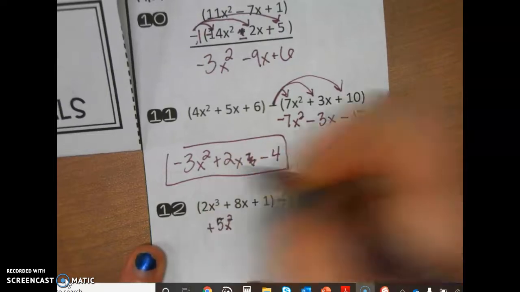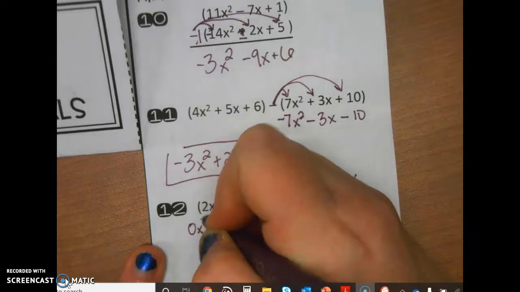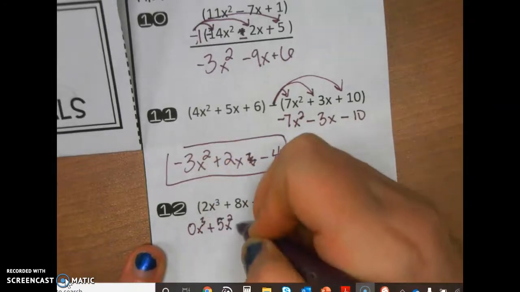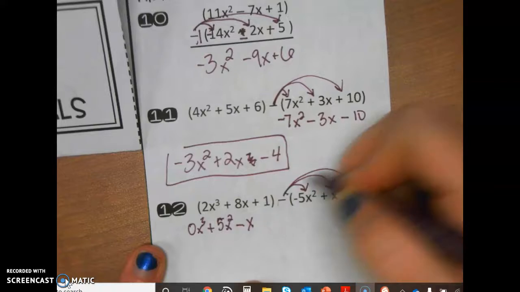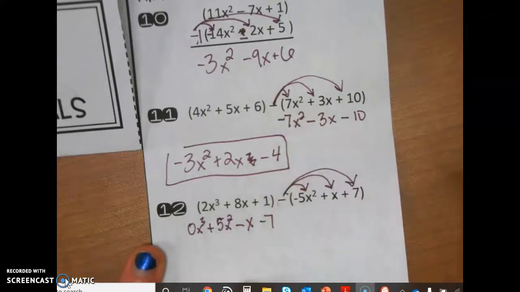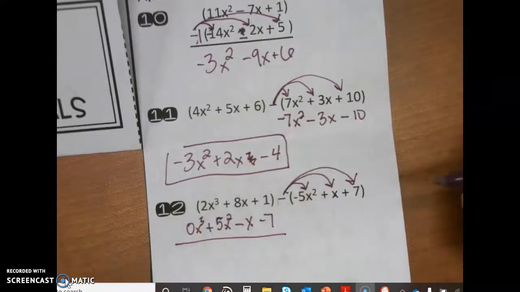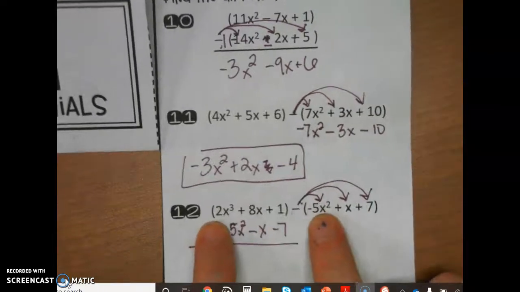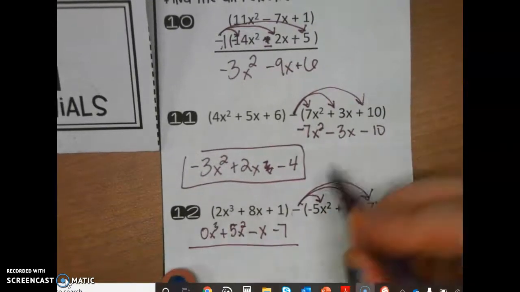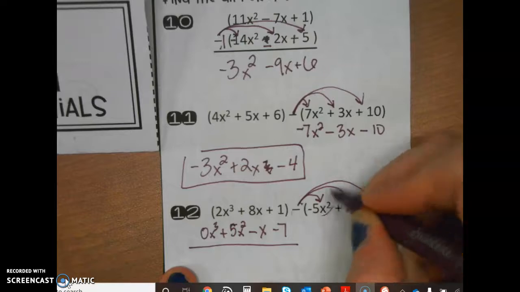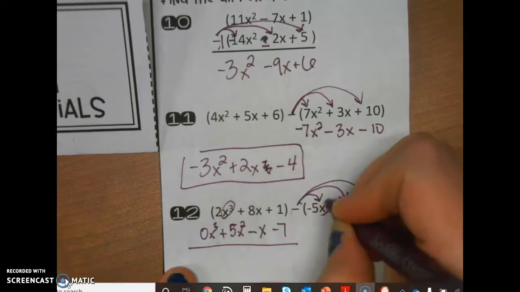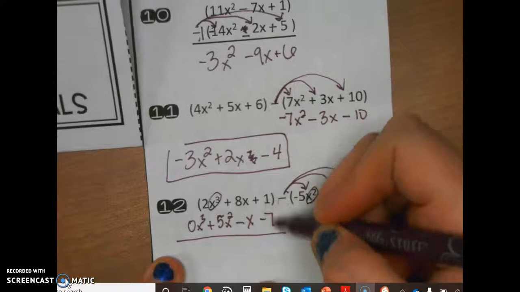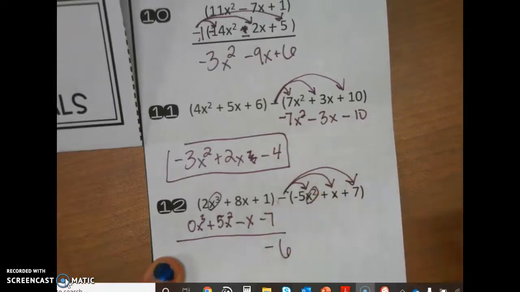I've got no x cubes. I do have an x term. It's now negative x, and now I do have a negative 7, okay? Because this 3 and this 2, even though they're both in the front, I can't add them together because the x squared and the x cubed aren't the same. So they don't match. Okay, plain old numbers, negative 6.